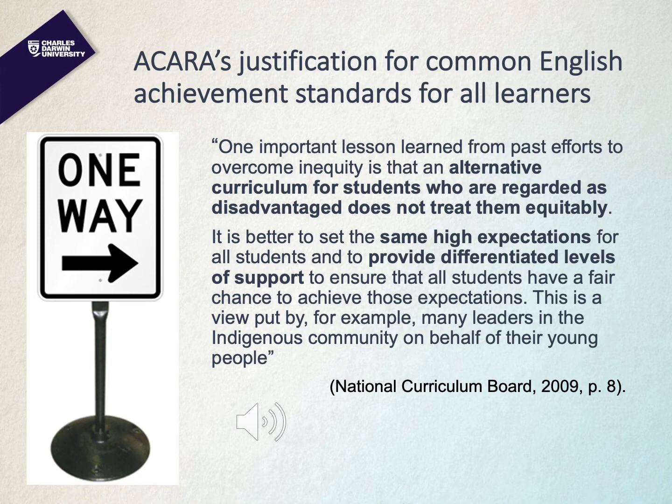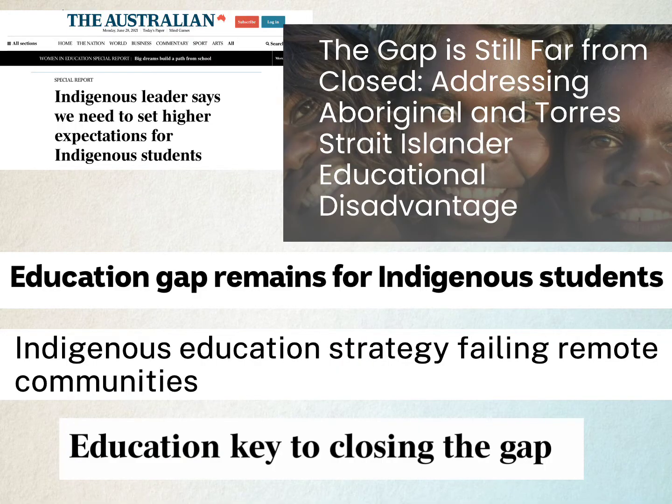It is better to set the same high expectations for all students and to provide differentiated levels of support to ensure that all students have a fair chance to achieve those expectations. This is a view put by, for example, many leaders in the Indigenous community on behalf of their young people. And so, with this one equity pathway, children who are not meeting English language standards at 3rd grade are considered underperforming. And the government has reacted to these results of remote students on NAPLAN by dismantling bilingual programs.